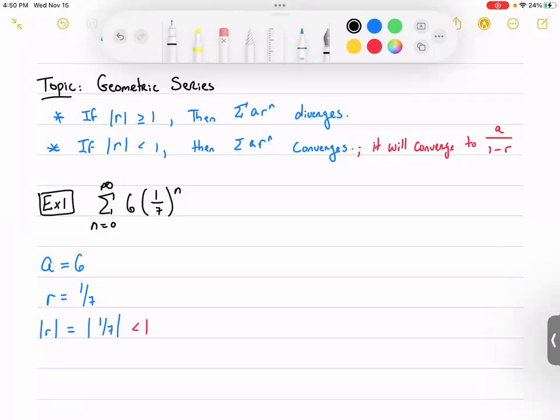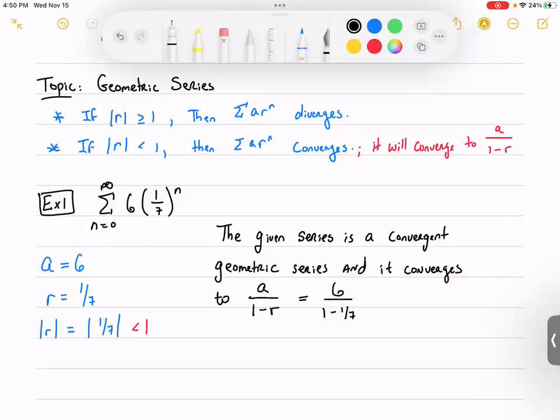So what we just showed so far is that the given series is a convergent geometric series, or converges. So this is where I have to plug in the values. So a is 6, r is 1 over 7. So let's do the math.